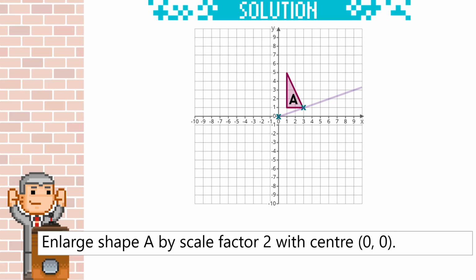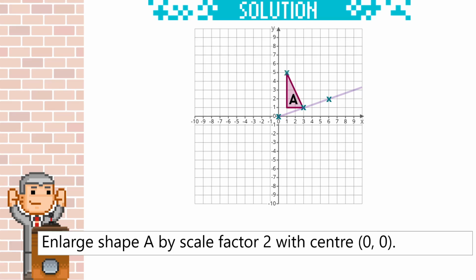It can be easier to count the squares. So if the scale factor's 2, we count the squares from the centre of enlargement to our point. 1, 2, 3 to the right and 1 up. And then we go along again, 1, 2, 3, and up another 1. So scale factor 2 will end up with a point here.